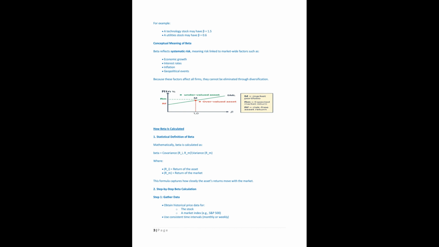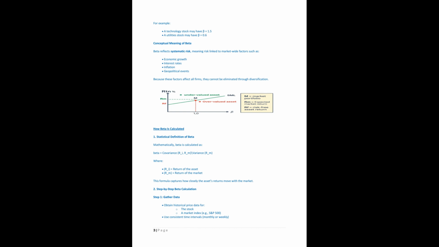Beta measures systematic risk, which means risk related to broad market factors like economic growth, interest rates, inflation, and geopolitical events. These factors impact all companies and can't be removed by diversification. Beta is calculated using a statistical formula that compares the returns of the asset with the returns of the overall market. Specifically, it's the covariance of the asset's returns and the market's returns divided by the variance of the market's returns. This shows how closely the asset's price moves with market changes.